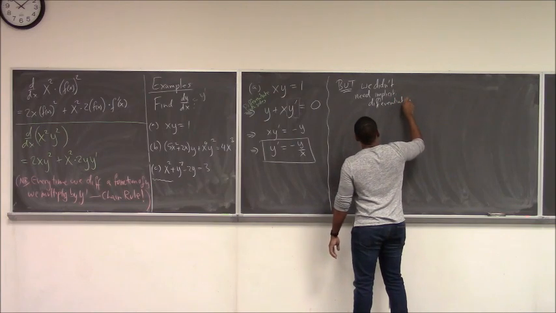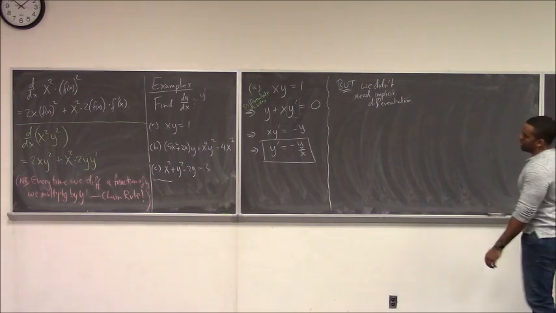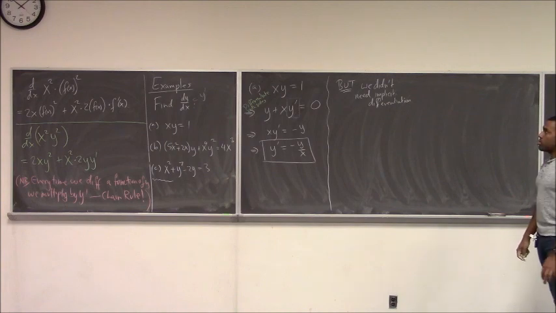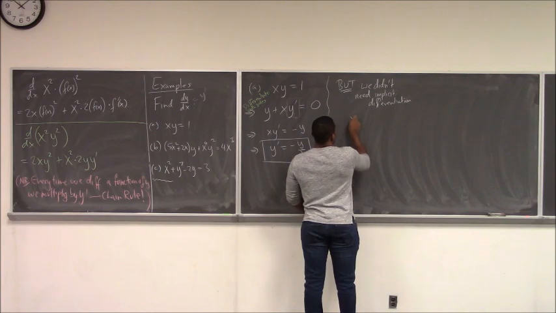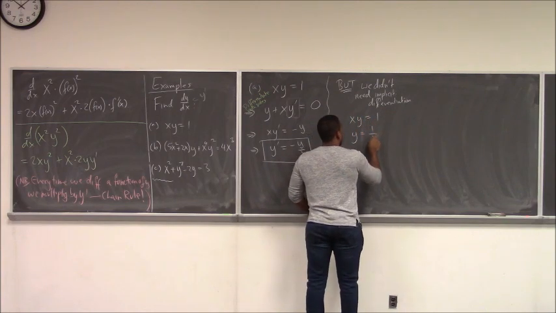I mean, if you were given that problem and you either didn't know implicit differentiation or you didn't want to use implicit differentiation, how could you have done that problem? Just divide by the x. Yeah. So if you have xy equals 1, you can get y is equal to 1 over x.